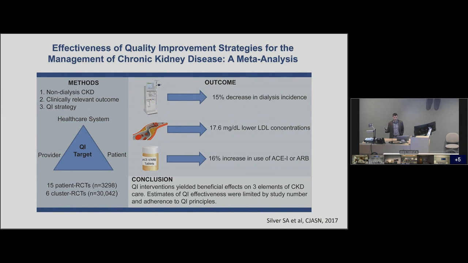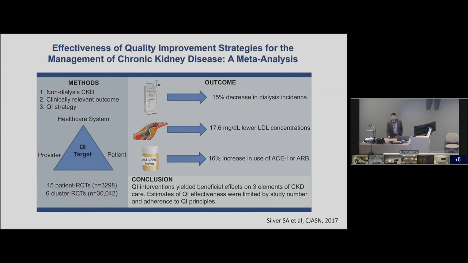When you look at other chronic diseases like diabetes, which is close to 200 trials, and you look at heart failure, hypertension, many more RCTs than we were able to identify in this chronic kidney disease population, and we were a little bit underpowered as a result. But we did see in a few of the outcomes where we had an adequate number of studies that these quality improvement interventions were able to reduce dialysis incidence, reduce cholesterol by about 0.5 millimole per liter, and increase the evidence-based use of ACE inhibitors or angiotensin receptor blockers.